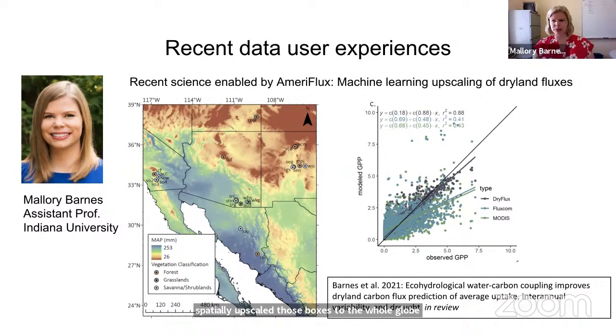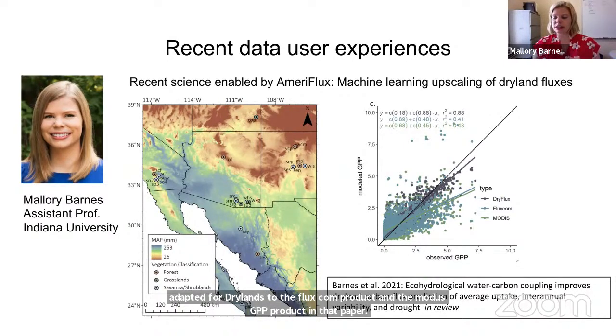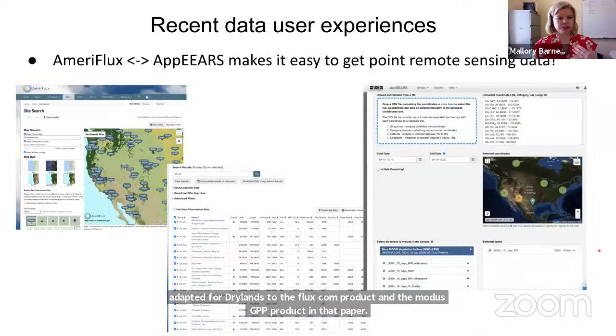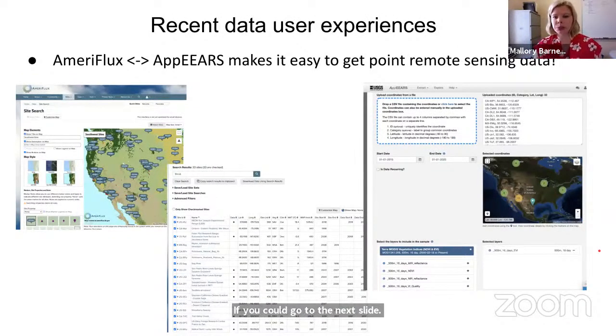And so I'm comparing this product, which is specifically adapted for drylands, to the FluxCom product and the MODIS GPP product in that paper. If you could go to the next slide. Trevor mentioned APPEARS briefly, but I just wanted to talk a little bit more about it because my work really relies on remotely sensed data. And so AmeriFlux and APPEARS already play pretty nicely together, in my opinion.